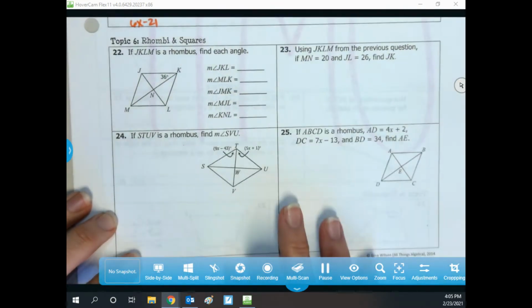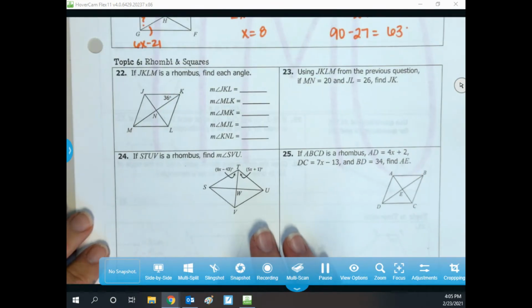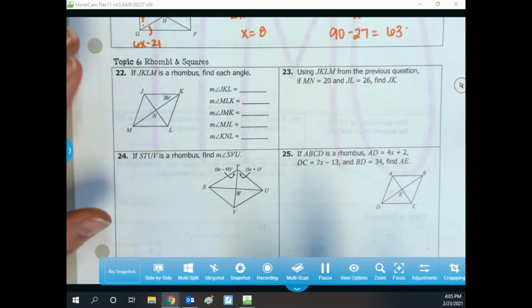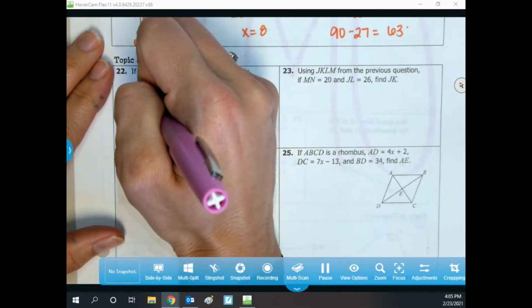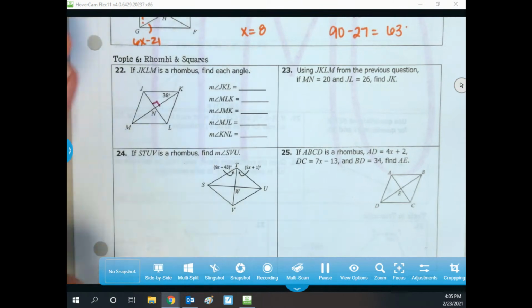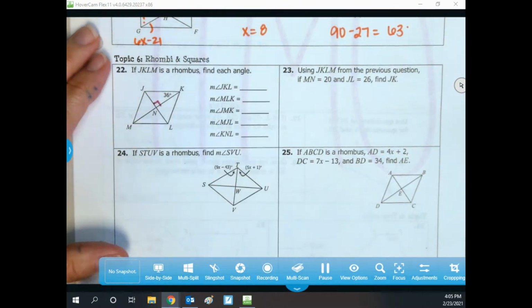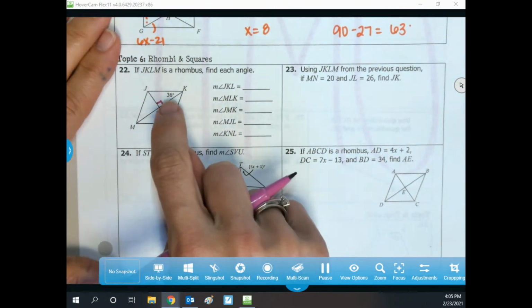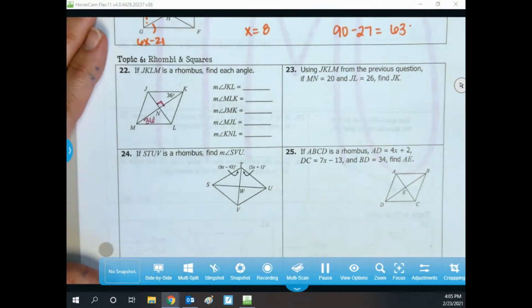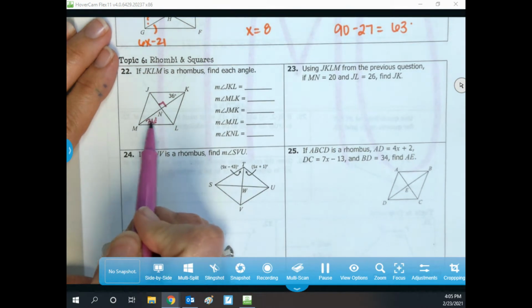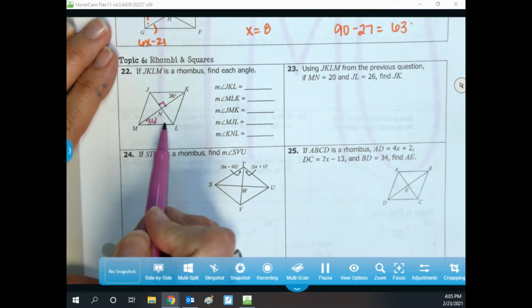Number 22, if JKLM is a rhombus, find each angle. All right, now rhombuses are pretty easy to do. Remember that all 4 of the sides are equal, and all of these make right triangles in the middle. So remember, all of these have to add up to be 90. So if this side is 36, that means that this side down here is also 36. Okay? Then these two pieces right here have to add up to be 90.